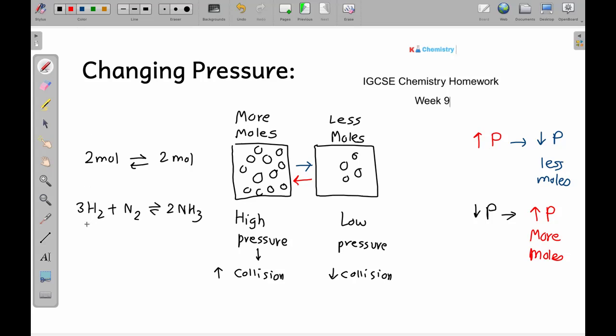Here, how many moles do I have? I have 4 moles in the reactant. 3 moles and 1 mole is 4 moles. How many moles do you have here? I have 2 moles. Which direction has higher pressure and which direction has lower pressure? This one has high pressure and this one has low pressure. So if you want to increase the pressure, the system will try to decrease, so it will move to less moles, so it will move forward, because forward there is only 2 moles. If you decrease the pressure, the system will try to increase the pressure, so it will move towards more moles. Where is more moles? More moles is the backward direction.